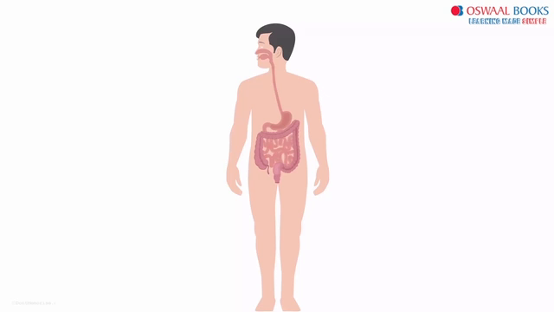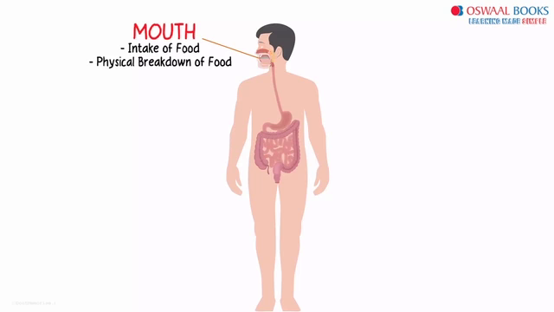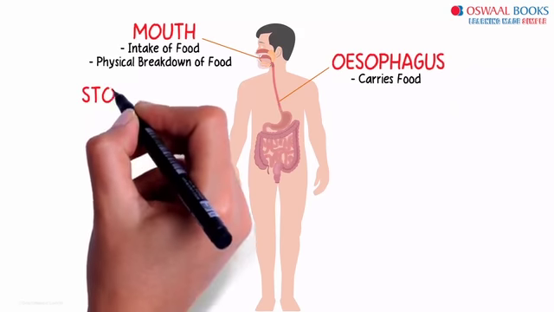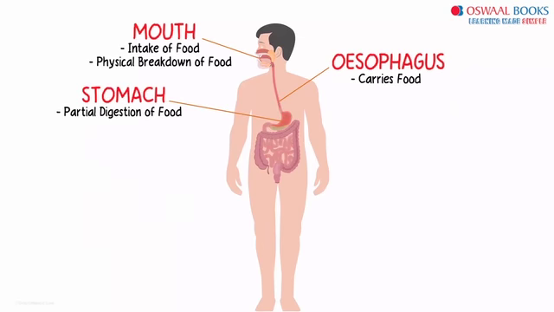The first step of digestion happens in the mouth. Food is taken in, chewed, broken down, and sent down the throat. Food is pushed down by the peristaltic movement of the esophagus. The food then reaches the stomach, where it is partially digested and sent to the duodenum.